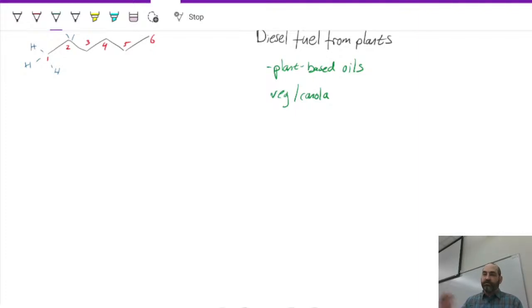And in fact, if you go to any regular gas station and look at the diesel fuel pump, chances are it will say that it is some percent biodiesel. And these days, it's usually a pretty high percentage biodiesel. So a lot of diesel fuel now is being replaced by biodiesel rather than the diesel that comes out of the ground. All right, so let's look at chemically what we're talking about here.